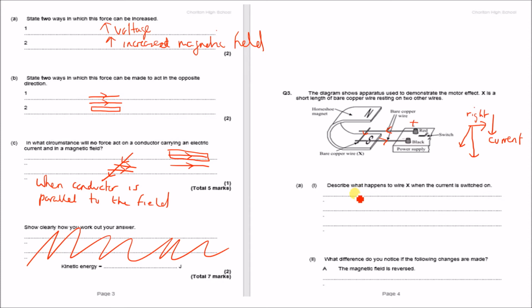Right, describe what happens to the wire when the current is switched on. So the first thing is the wire feels a force, and the reason it feels a force is because the current induces a magnetic field which interacts with the permanent field.